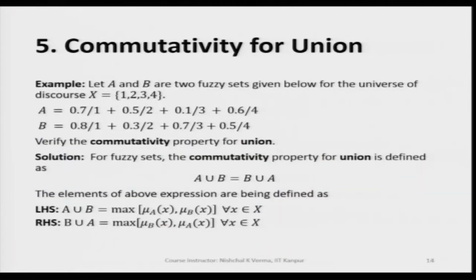Now, let us take another example where we have two discrete fuzzy sets. If we take fuzzy set A as a discrete fuzzy set and B also a discrete fuzzy set, let us try to see whether A union B for discrete fuzzy sets is equal to B union A or not. Of course, this is going to be equal, but let us see how we verify this.